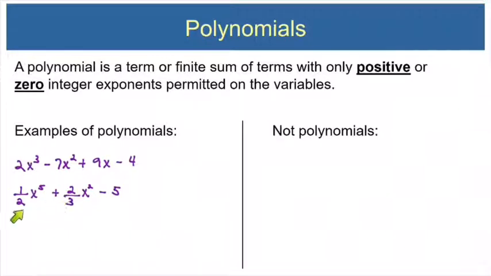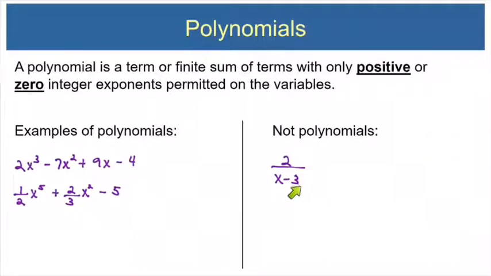And notice that the coefficients can be fractions, but notice that the powers on the variables must be positive integers, or we can have a constant term where the power on the variable would be considered zero. Here are a couple of expressions that are not polynomials.